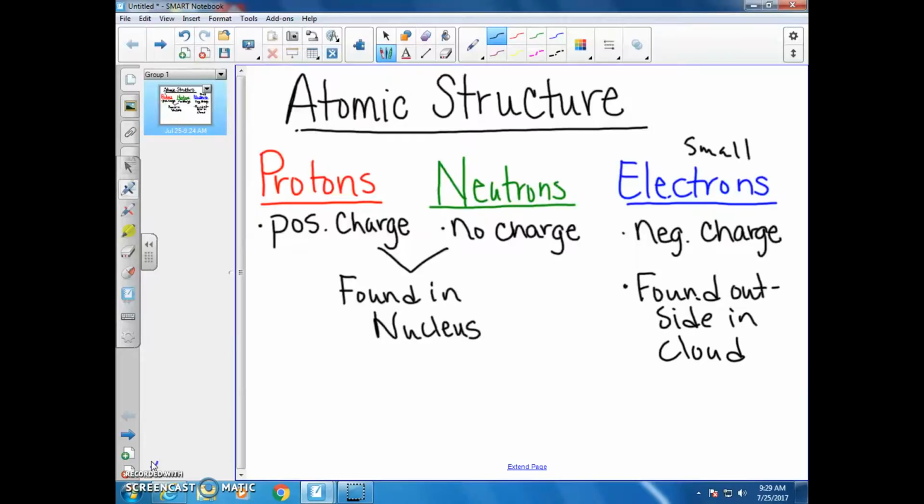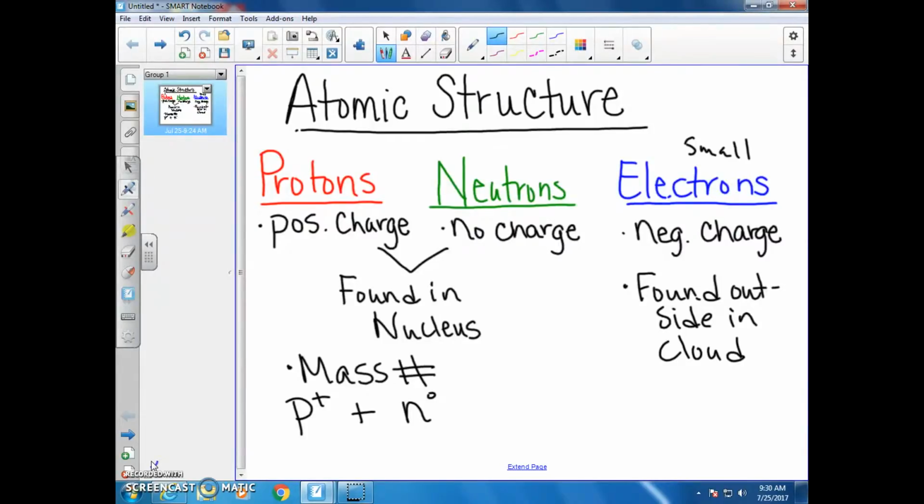Okay, so if the protons and the neutrons are both found in the nucleus, this is where the majority of your mass is. And so these two added together would give you what is called the mass number. The mass number is going to equal the protons plus the neutrons. And so if you know how many protons you have and how many neutrons you have, you'll know the mass number. Now, some people get this confused.